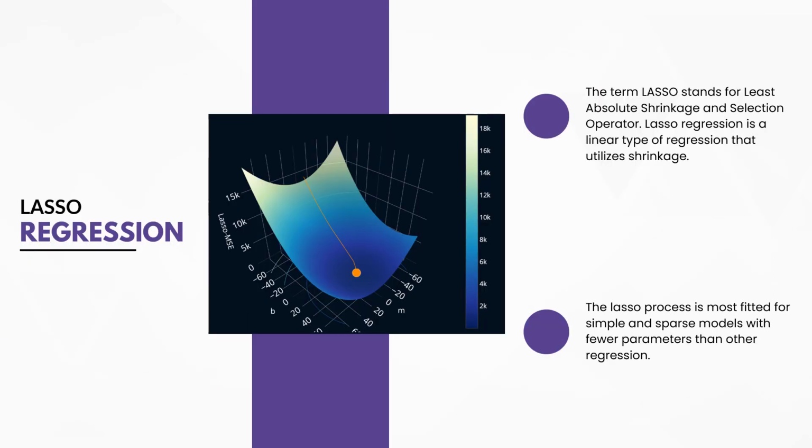Lasso regression. The term lasso stands for least absolute shrinkage and selection operator. Lasso regression is a linear type of regression that utilizes shrinkage. In lasso regression, all the data points are shrunk towards a central point, also known as the mean. This type of regression is well fitted for models that suffer from multicollinearity. The lasso process is most fitted for simple and sparse models with fewer parameters than other regression.